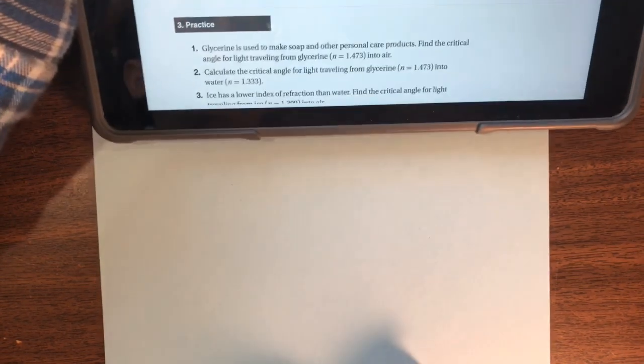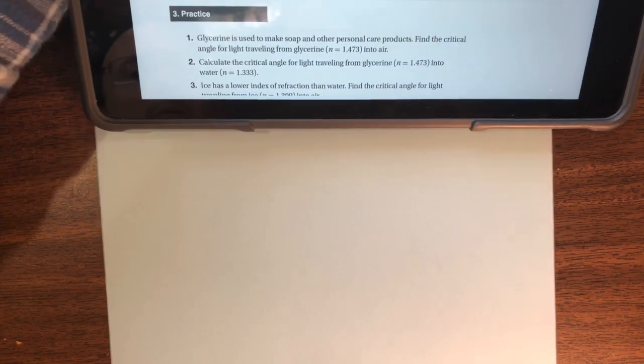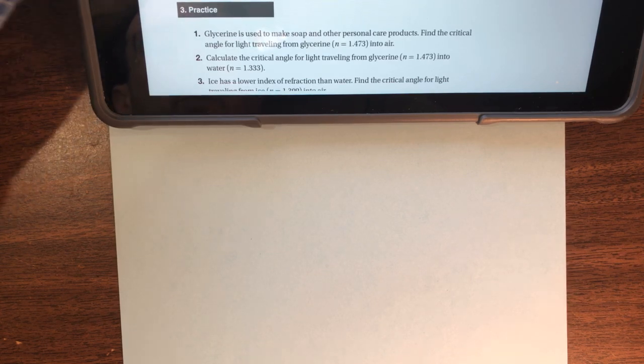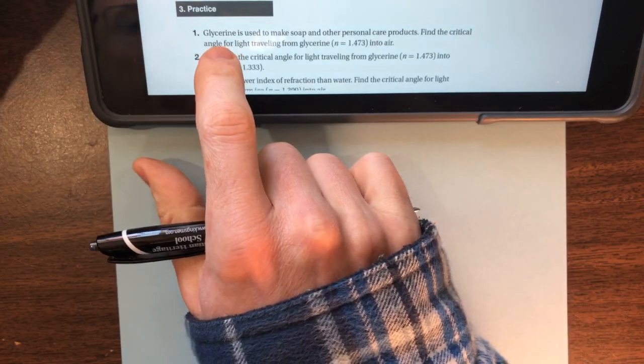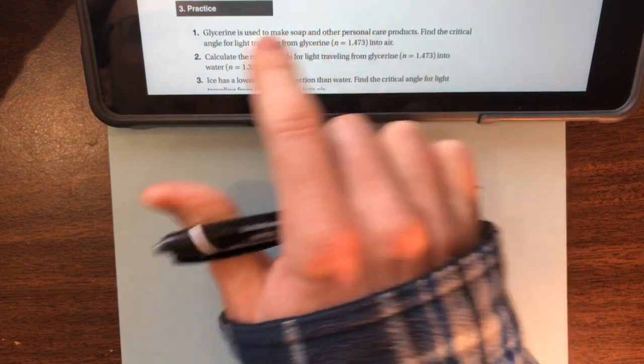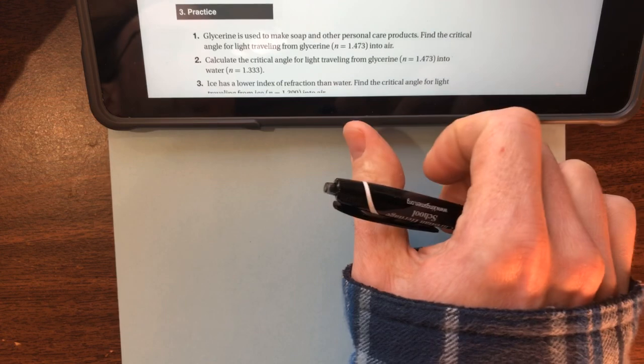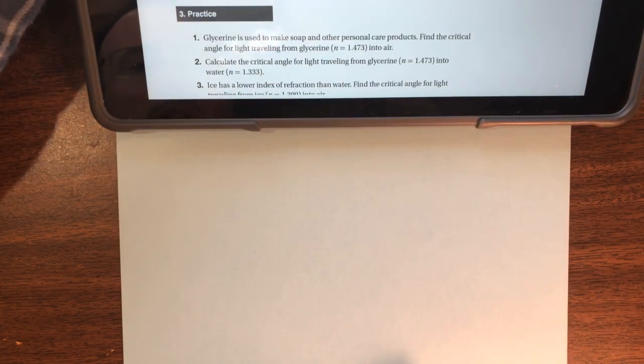All right. So 14, number 1, we have glycerin, which is used to make soap and other personal care products. Glycerin is actually a natural component of soap. Basically, if you take fat and react it with sodium hydroxide, which is known as lye, you'll get out fatty acid salts, which is soap, and glycerin, okay? Glycerin is a natural moisturizer. So it's used to make soap and other personal care products.